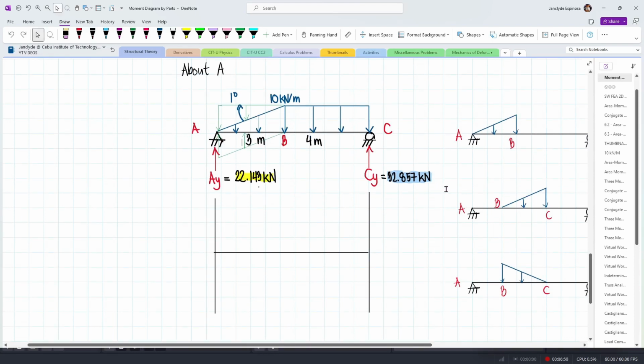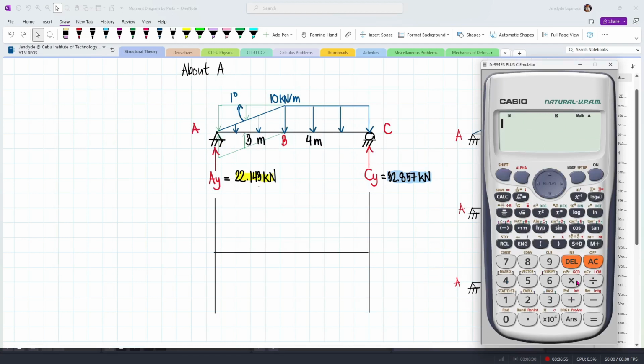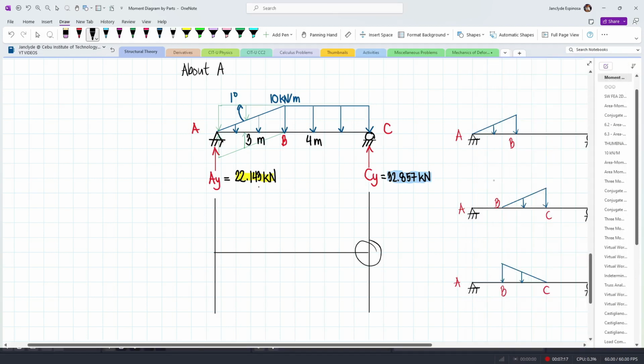And so let's first start with CY. So diba, that will give us 32.857 multiplied by the moment arm, which is 4 plus 3, so times 7. This gives us 229.999, which is approximately 230. And so dito tayo magsa-start. And then since this is a concentrated load, yung moment diagram by part natin will be 1 degree. So from here, aakyat tayo. We have this value, and then this is 230 positive.